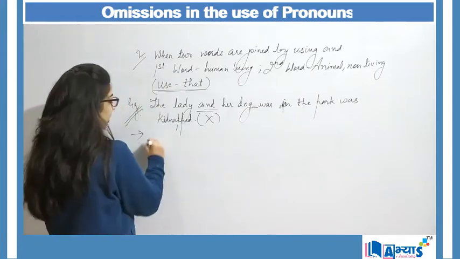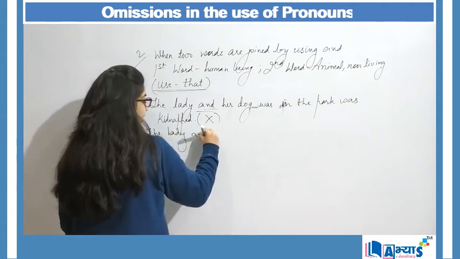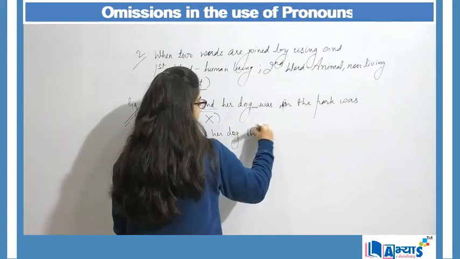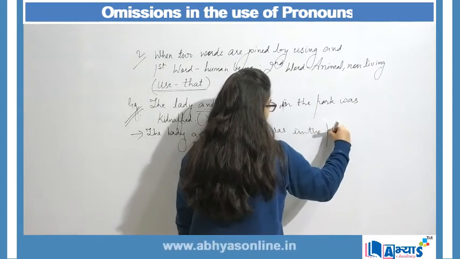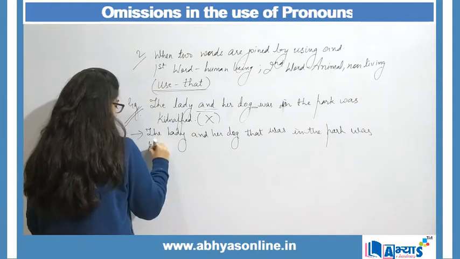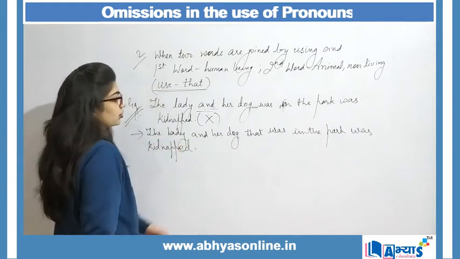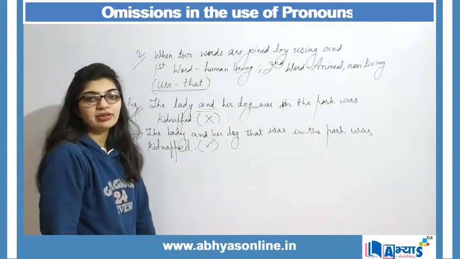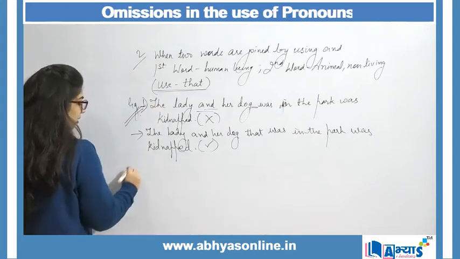So correct form is the lady and her dog that was in the park was kidnapped. So this is the correct form of sentence while this was the incorrect form of the sentence. Let me explain through another example.